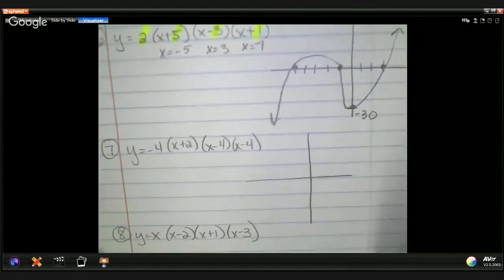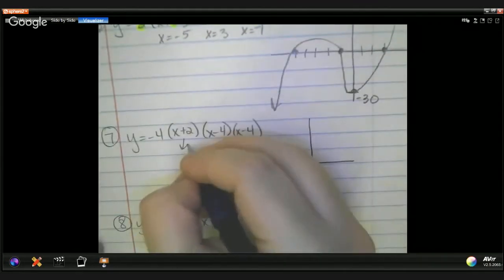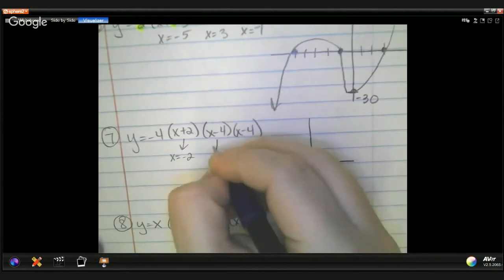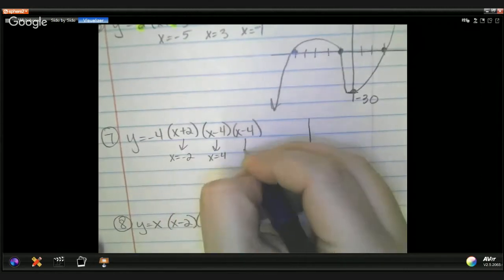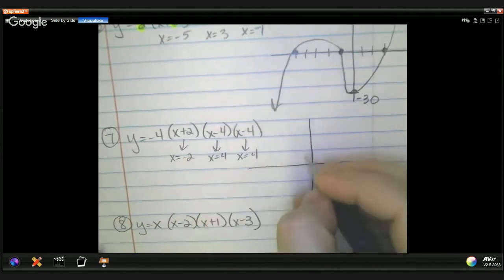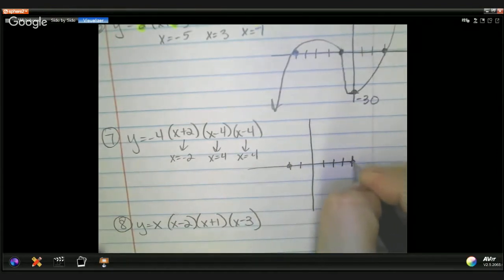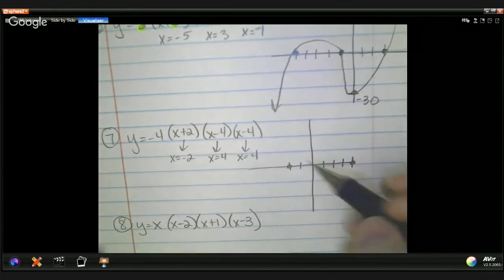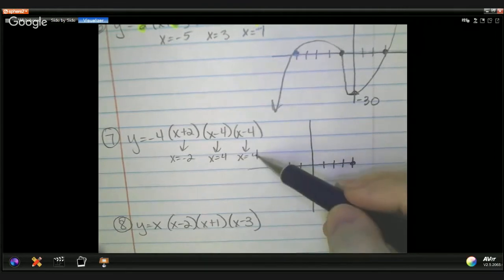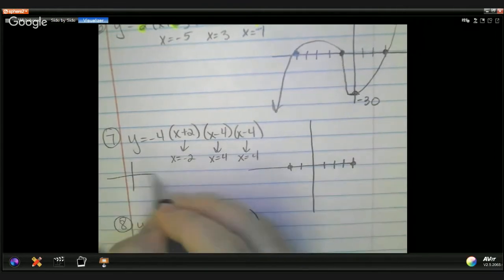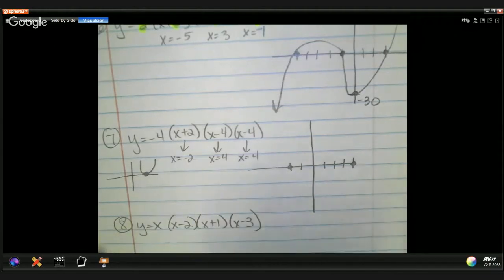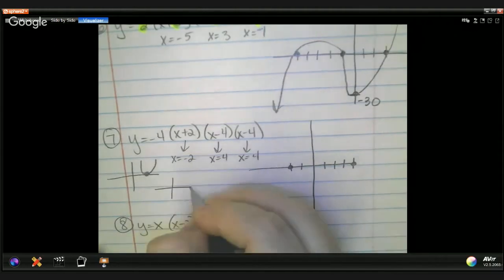Okay, for number 7, I have an x at -2. I have an x at 4 and another x at 4. So at -2. Now, I have the same answer twice. So when I have the same answer twice, what that means is that it touches at that one spot. So it's either going to be above it or it could be below it. It just depends on the curve.